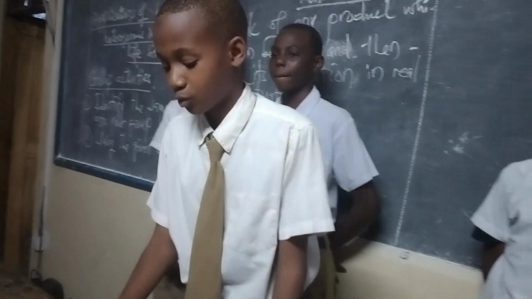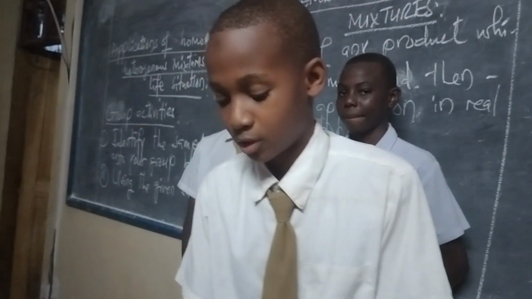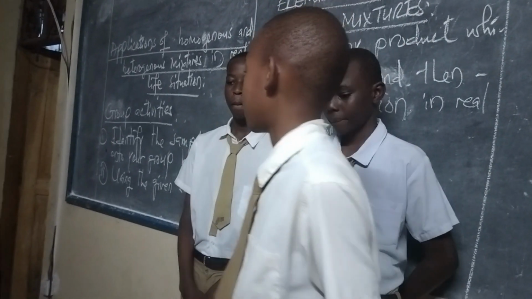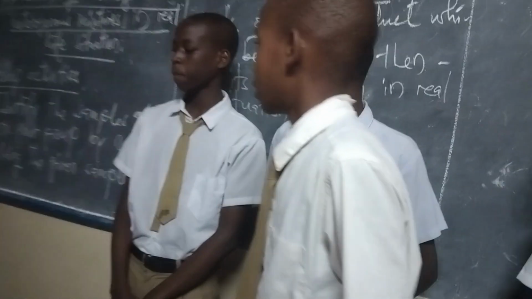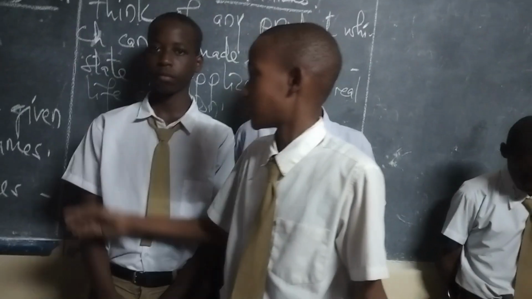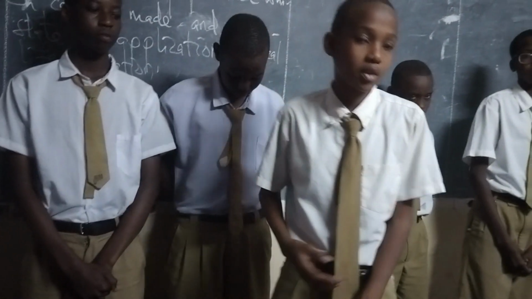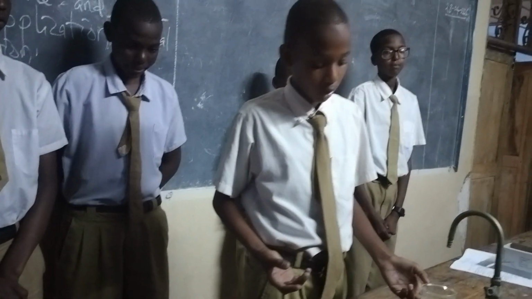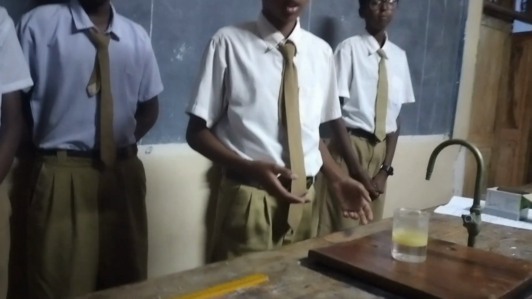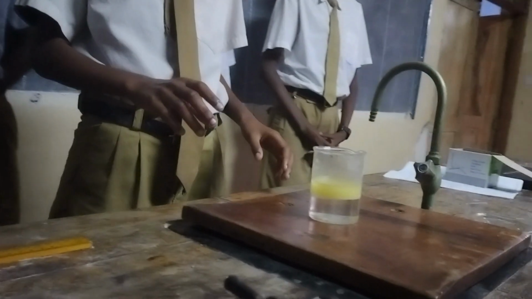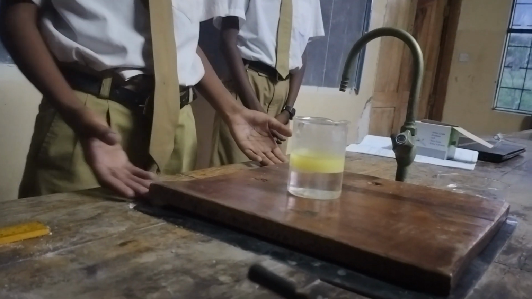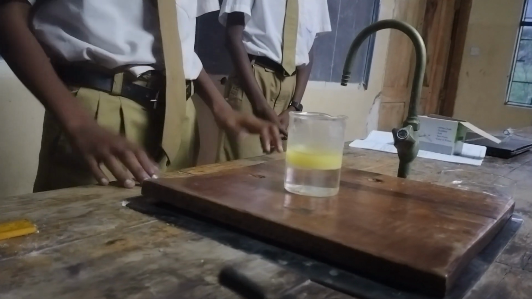So, I've come to present about the mixtures here. From the group activities that have been given, we were told to identify the samples given in our groups by names. From the samples, I've been given oil and water. I've been told to mix them and see what is made and what the applications of the mixture formed are.